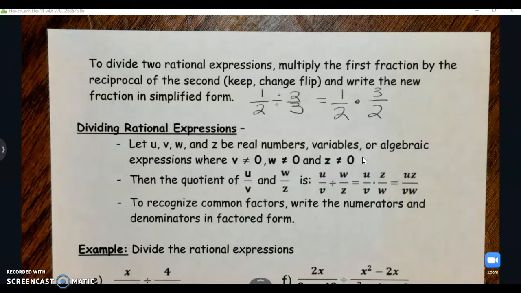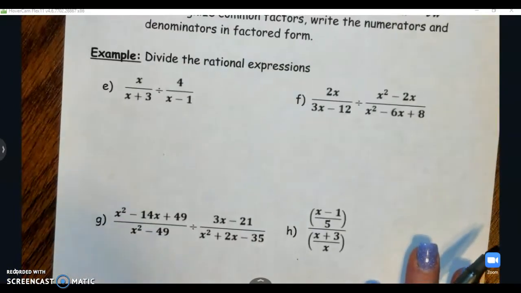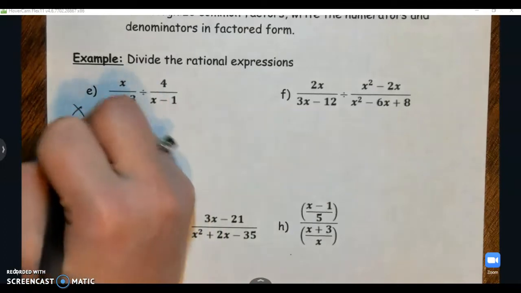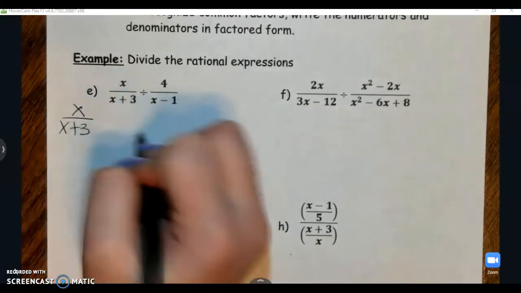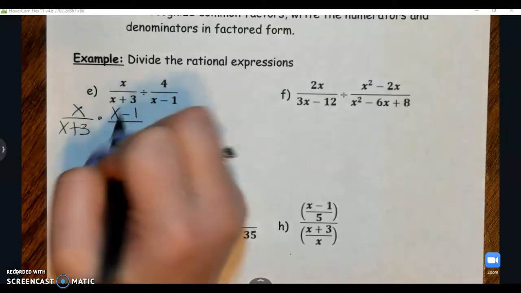So again, we are factoring. We are canceling like terms and simplifying. So it's not that much harder than everything else we've been doing up to this point. Let's see this in action. Starting on E, keep, change, flip. Okay. X over x plus 3 is going to be multiplied by x minus 1 over 4.